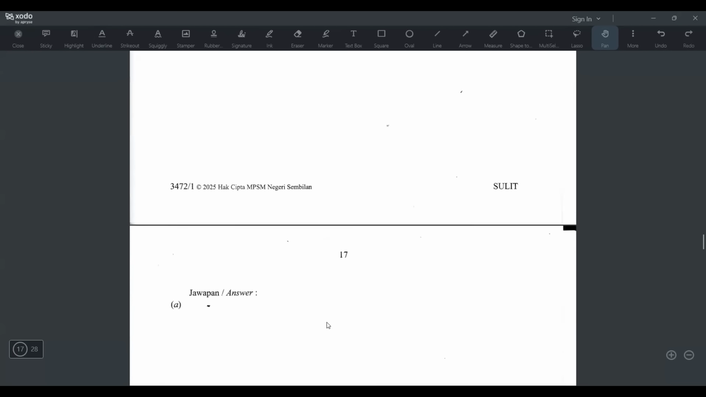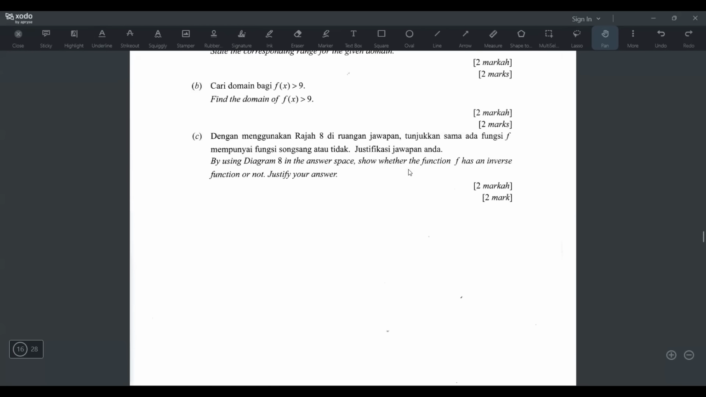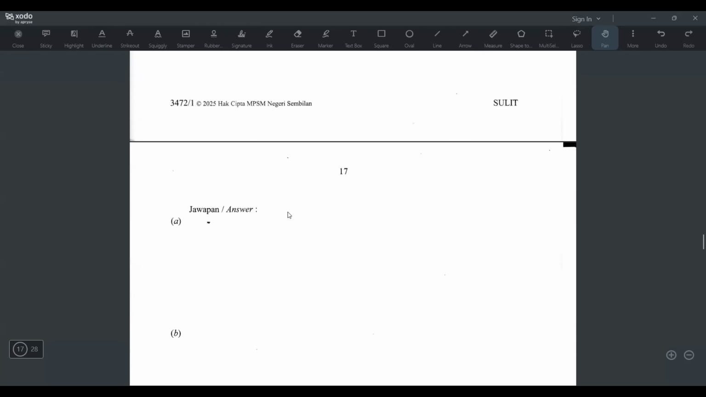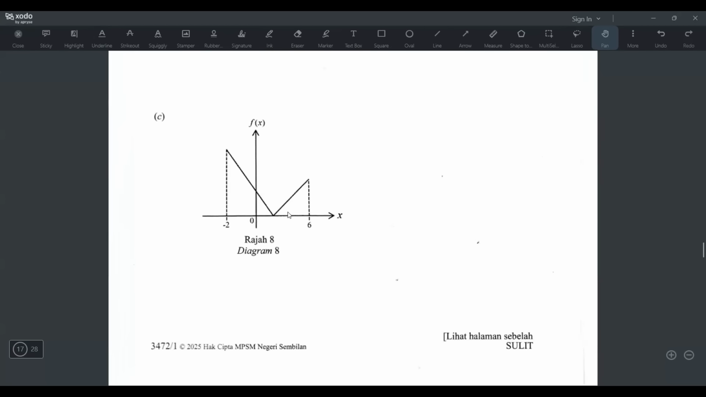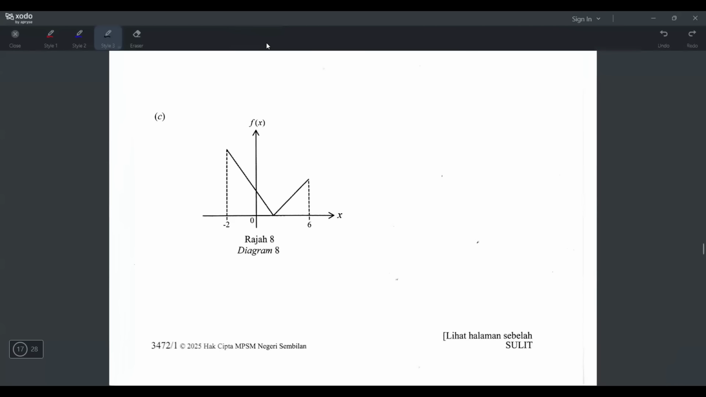Okay, they did mention to show whether the function has an inverse, but they say by using the diagram. So definitely you have to do the line test. Okay, for inverse, you have to do the horizontal line test. So just draw a horizontal line. This is how you do the horizontal line test. You can draw it anywhere. And the horizontal line test is to test whether it has an inverse or not.